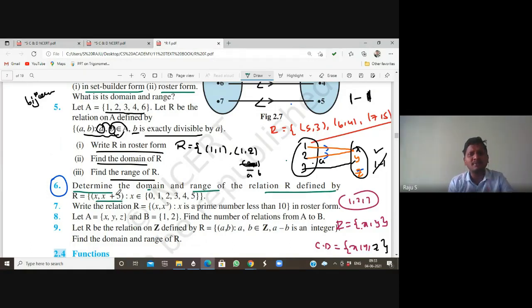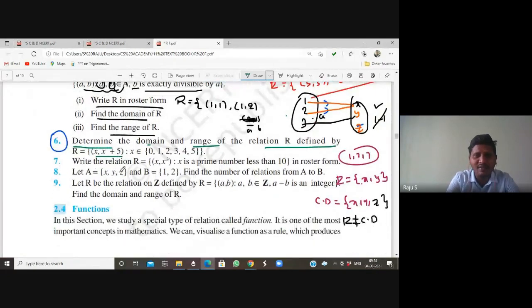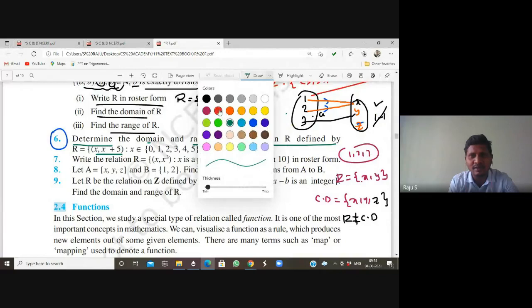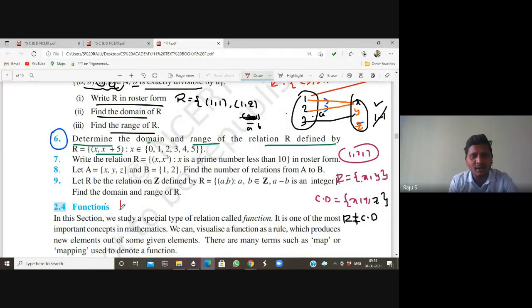Yeah, x comma x plus 5. Very easy. First write in roster form. I'm going to write roster form here. Okay, these are the x values. What is the relation they gave? x comma x plus 5.